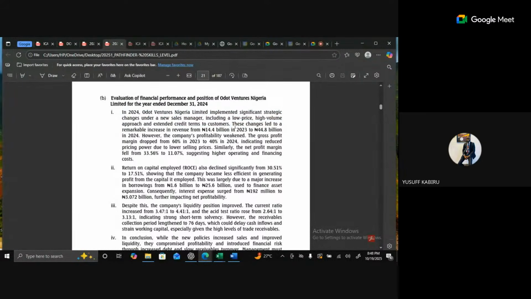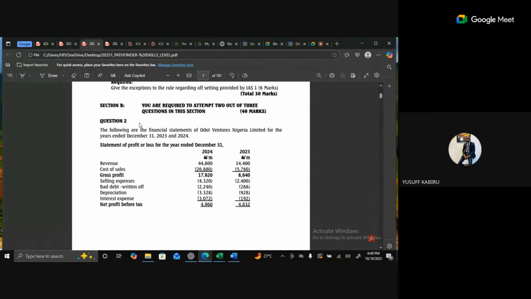Now, these changes led to, okay, they told us that this person made changes. So now you're not just telling them that this person made these changes in this year. And these changes that this person made led to what? A remarkable increase in revenue from 14.4 billion in 2023 to about 44 billion. You can see that there is a remarkable increase. So now you're not even dealing with the ratio yet. You're comparing what I mentioned earlier, the figures, right? You are comparing the figures to say my revenue increased from.